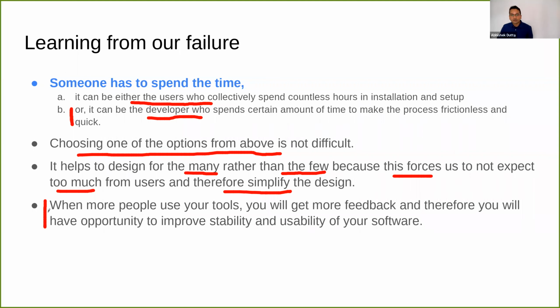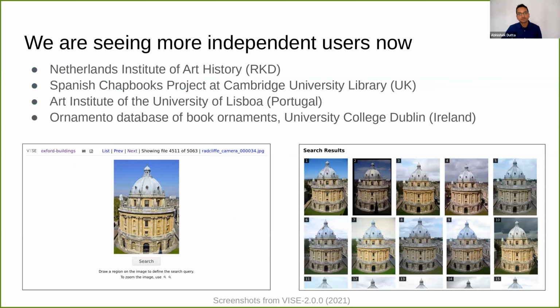And this, the third one, is also quite important for me personally. I've seen that when a lot of people use your software, you get more feedback. And if you have time to address that feedback, there is nothing stopping you from achieving stability and usability in your software. So these are the learnings from our failure.